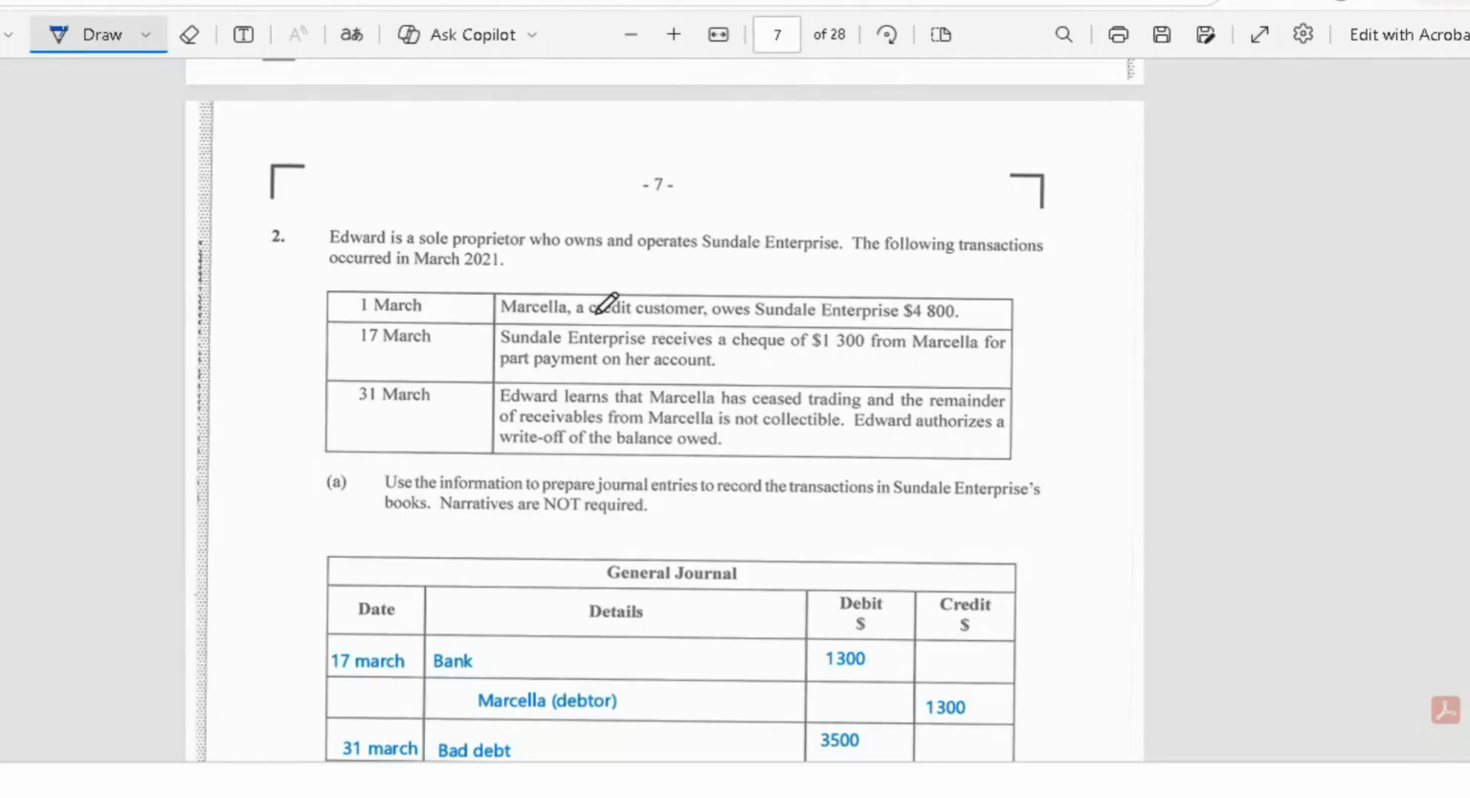All right, so the first item says Marcella, a credit customer, owes Sundell Enterprise 4,800. Now, I want you to ask yourself, is this a transaction? The truth be told is that this is not a transaction. This is just a statement telling you that Marcella owes Sundell 4,800. So we don't record anything for that, because it did not say that Sundell sold her goods for that amount, right?